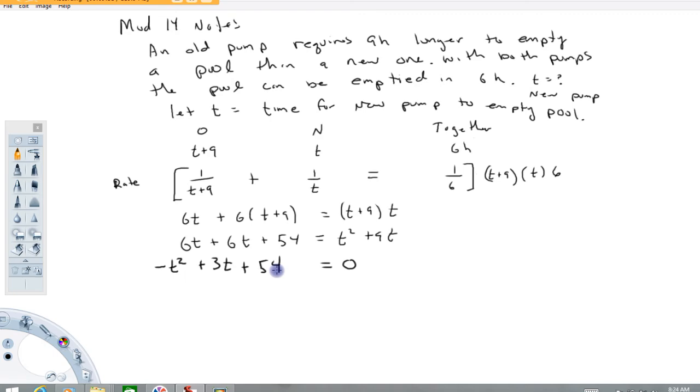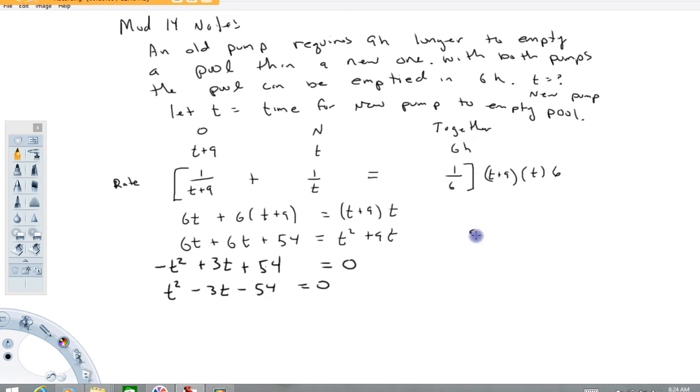I think I've done that right, but I want to double check. So subtract the t squared. There's that term. 6 and 6t is 12t. Then we would have to subtract 9t, so that's going to give us 3t. And then plus 54. Okay, I think we're good. Now I'm going to try to factor this. I don't like to try to factor when that thing's negative. Let's run through this and multiply everything by -1. Maybe it'll factor, maybe it won't.